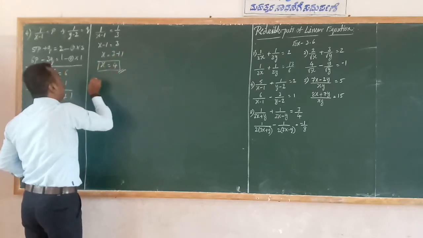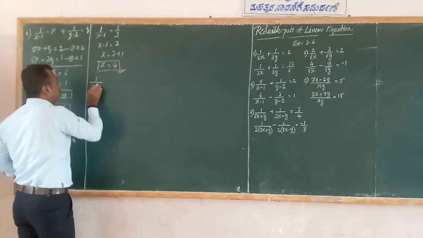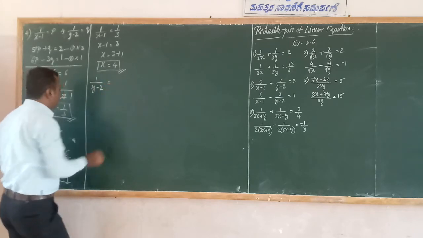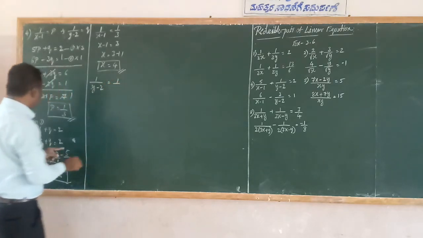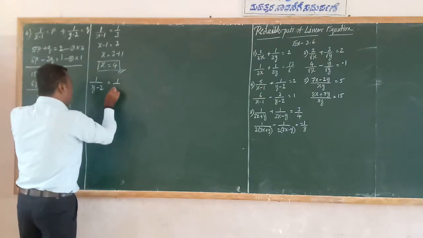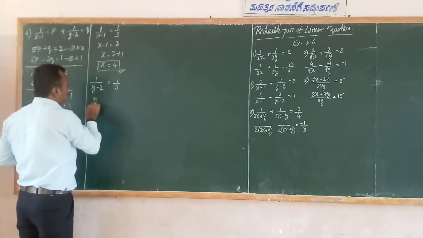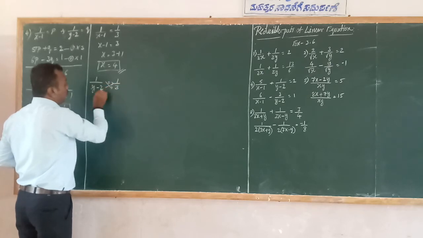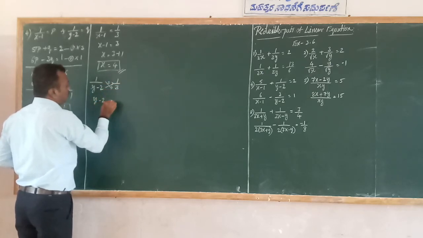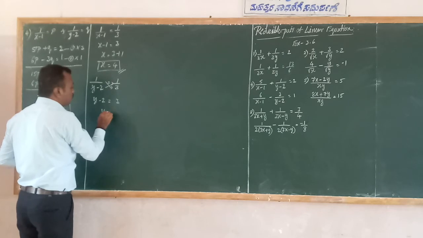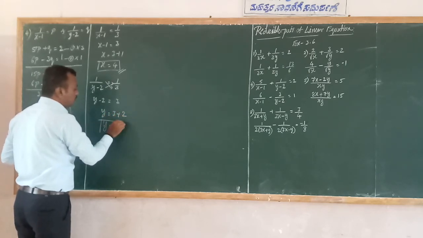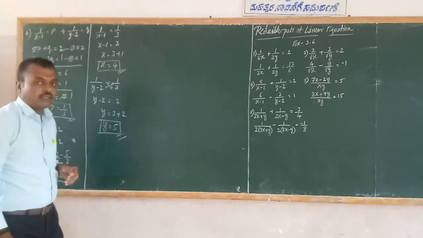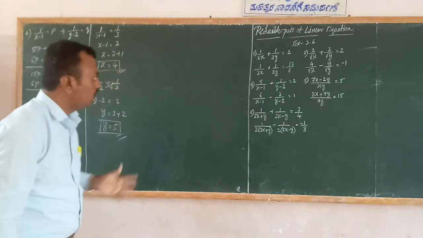Okay, like that, 1 upon y minus 2 is equal to q. What is the value of q? q is 1 upon 3. Therefore, for y minus 2, we have to cross multiply that. y minus 2 into 1, y minus 2 is equal to 3 ones are 3. Therefore, y is equal to 3 plus 2. Therefore, y is equal to 5. The x value is 4 and the y value is 5. Very simple. Okay, so next.